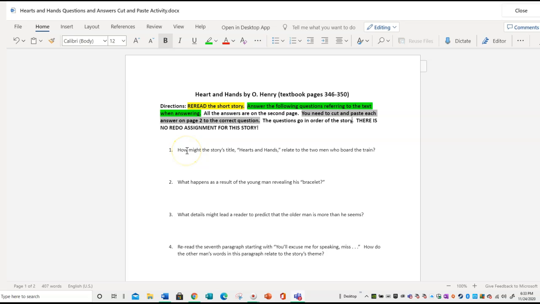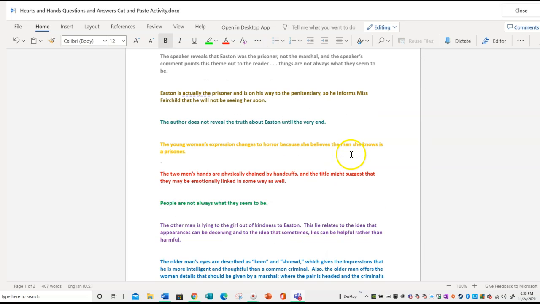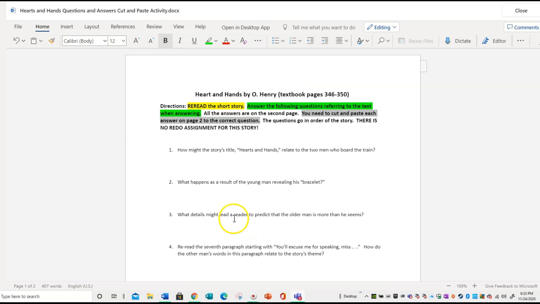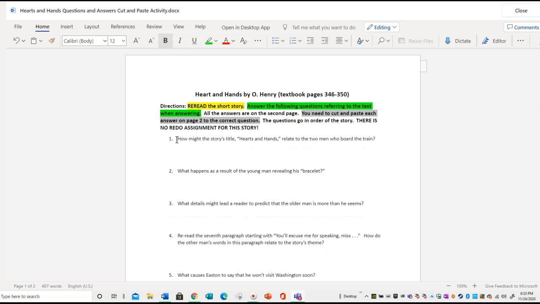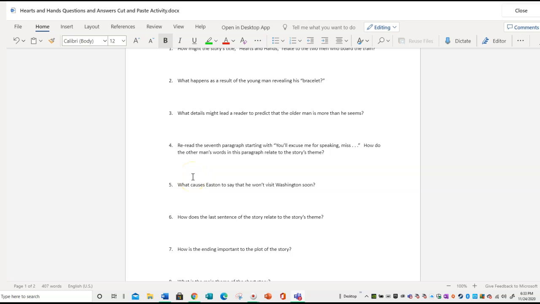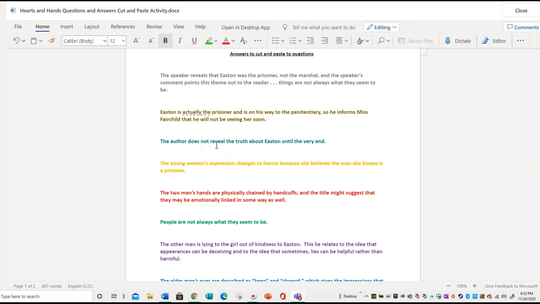But for the first question, how might the story's title relate to the two men who board the train? So I'm looking for a response. Now I need to read these. Which would the answer be? I think the easiest way to do this is to think about what the answer is without even using those cut and paste. The story's title is Hearts and Hands. There were two guys in the story. They're connected by handcuffs, and the one guy, the marshal, does something very nice for the other guy.